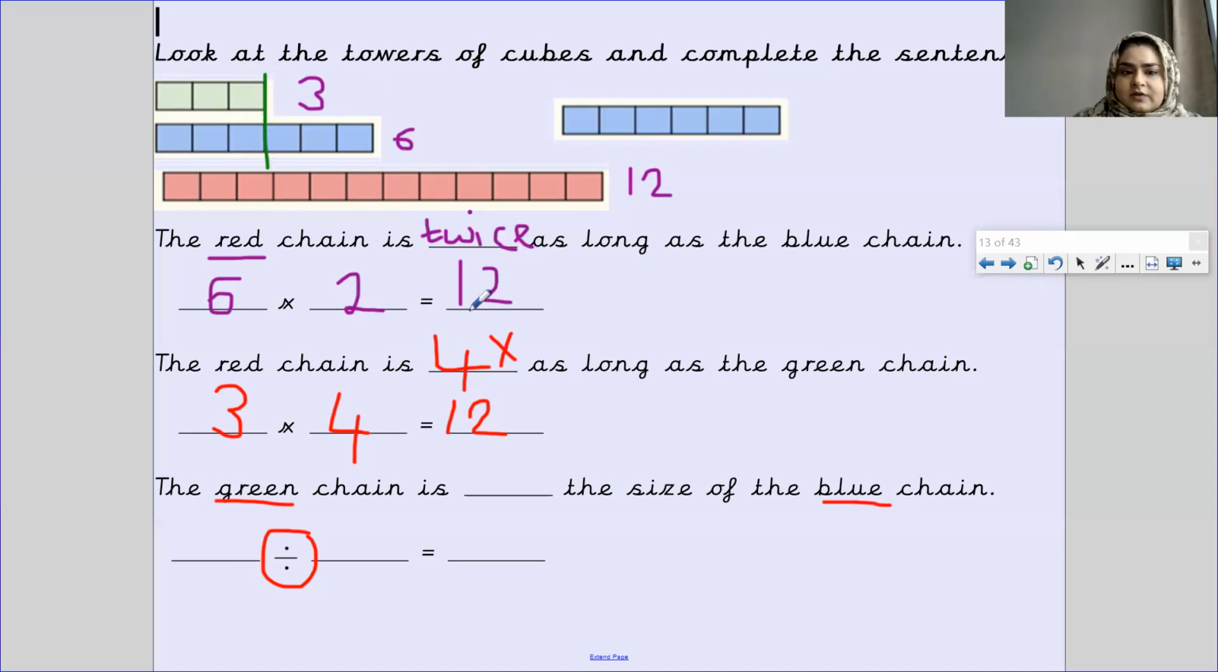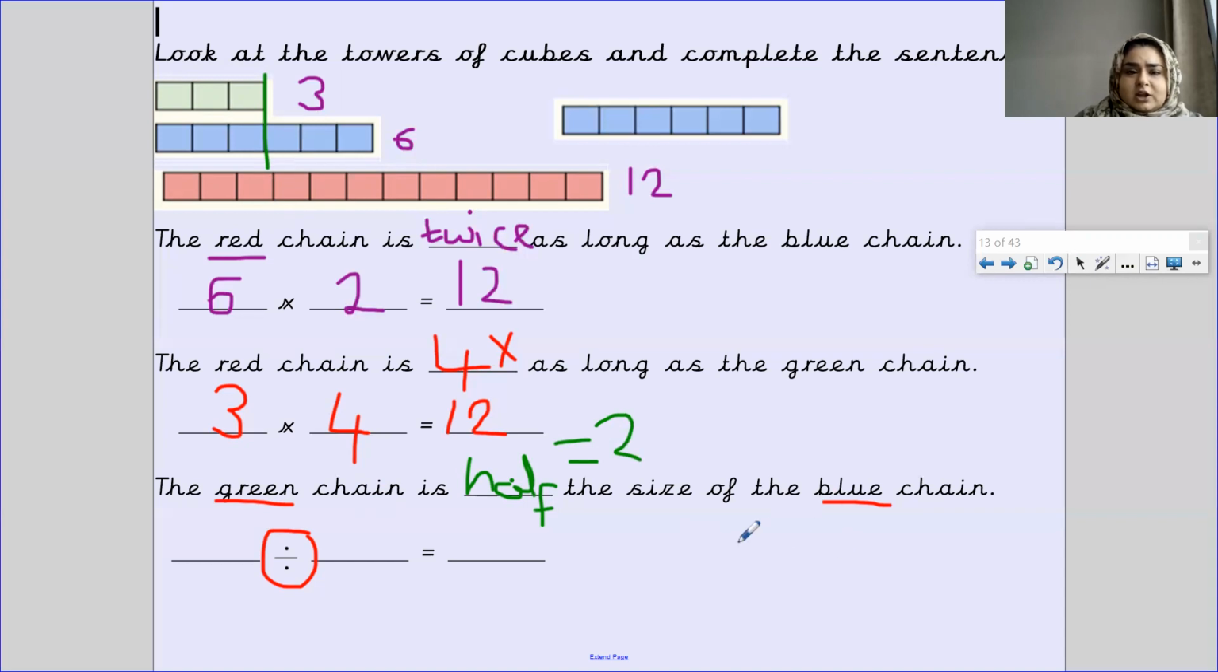Fantastic. It's half. The green chain is half the size of the blue chain, because when you put the green on top of the blue, you needed 2 of them. So what does half mean? How many pieces are included in a half? Fantastic, 2. Yeah, 2 pieces are included in a half.